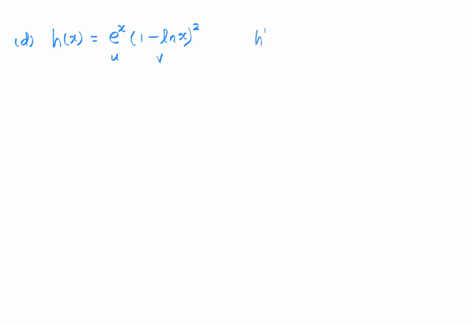H prime x is equal to, yes, Dixon, give me the product rule formula. No, I want the formula first. V U prime plus U V prime, correct?